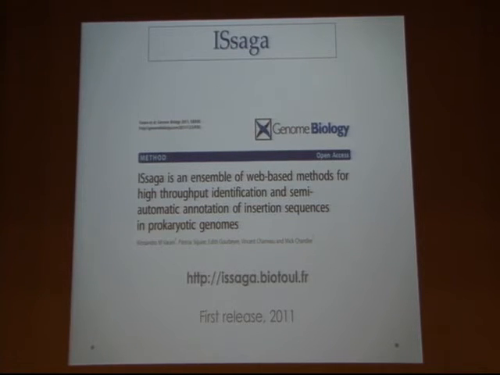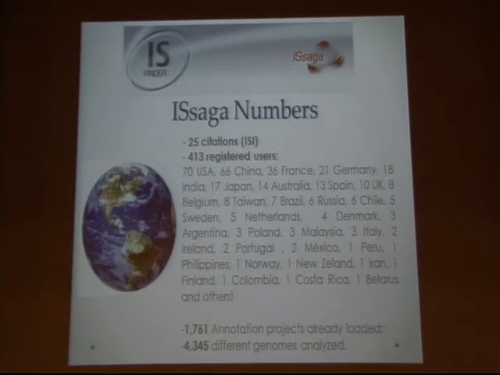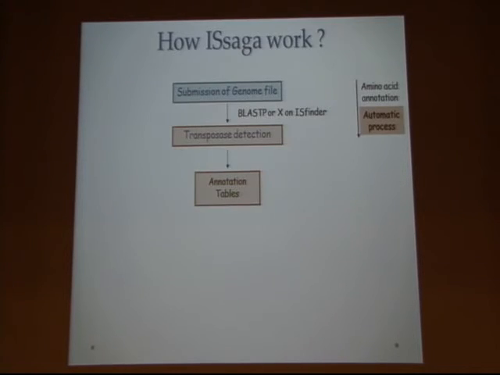Talking about ISsaga, the first release was in 2011. This is the address of the platform. And some numbers about this platform. We already have 25 citations, and users from different parts of the world. We have more than 1,000 annotation projects already loaded on the platform, and more than 4,000 different genomes already analyzed by this platform. It's currently used by a lot of people.